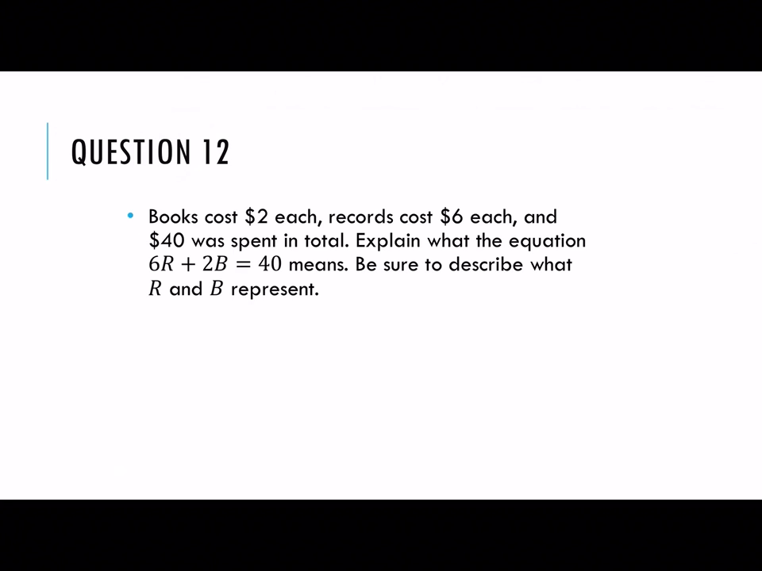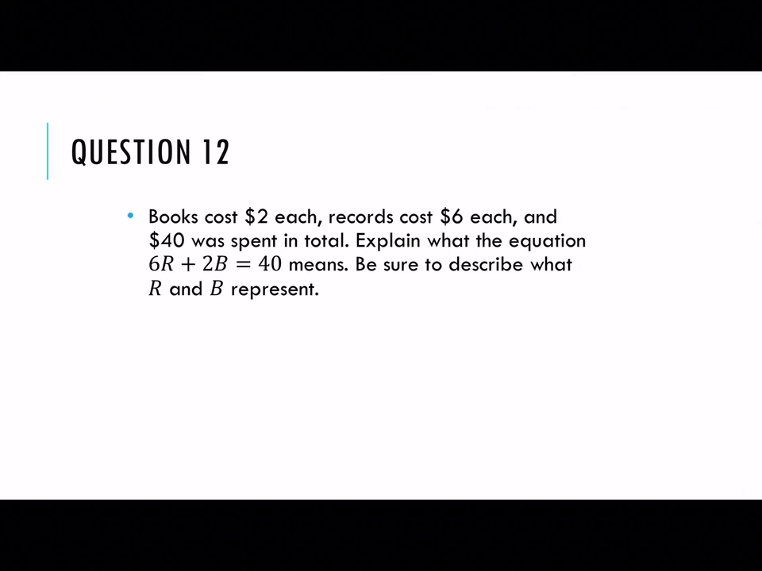Books cost $2 each. Records cost $6 each, and $40 was spent in total on a purchase of records and books. Explain what the equation 6r plus 2b equals 40 means. Be sure to describe what r and b represent. Okay, so what do r and b represent? What does the equation mean? You can pause the video and think for yourself for a minute, and then resume when you're ready. So go ahead and pause now.